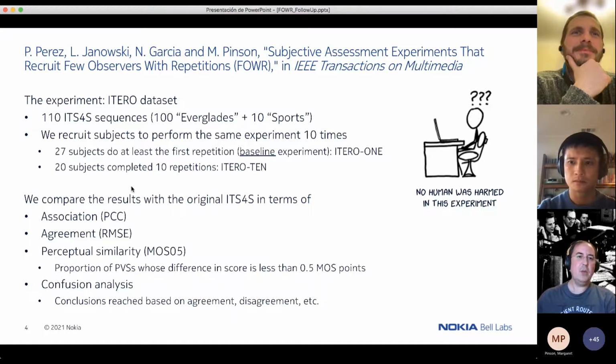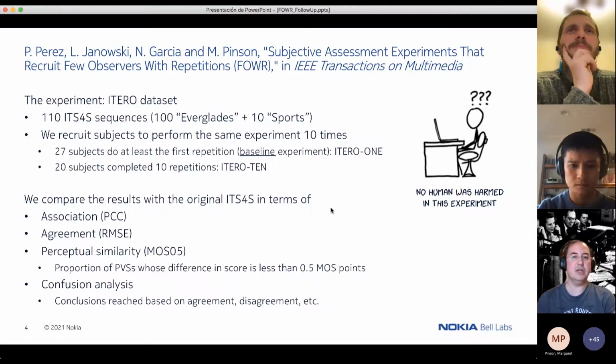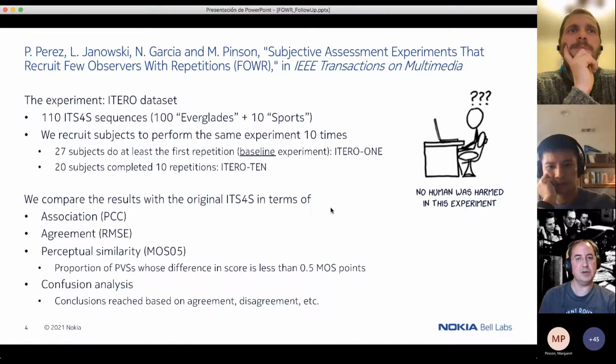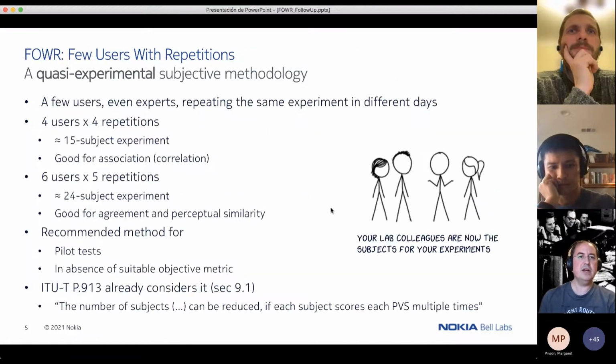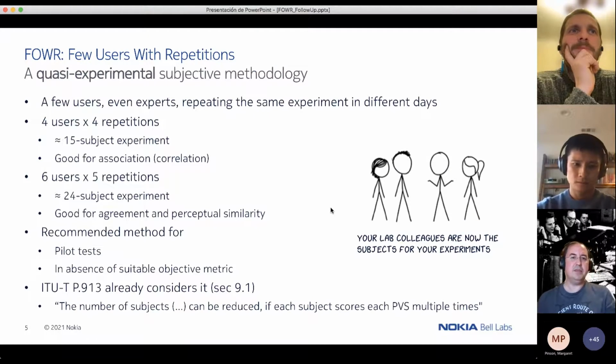And we wanted to compare this new dataset with the original one, based on a set of different scores that we thought about and extensively discussed in the paper, including association agreement, some perceptual similarity metric, and the confusion analysis framework that Margaret has presented a couple of times here, I think. So the results are again in the paper and were already presented in June, so I will not go into them, and go more directly to the conclusions.